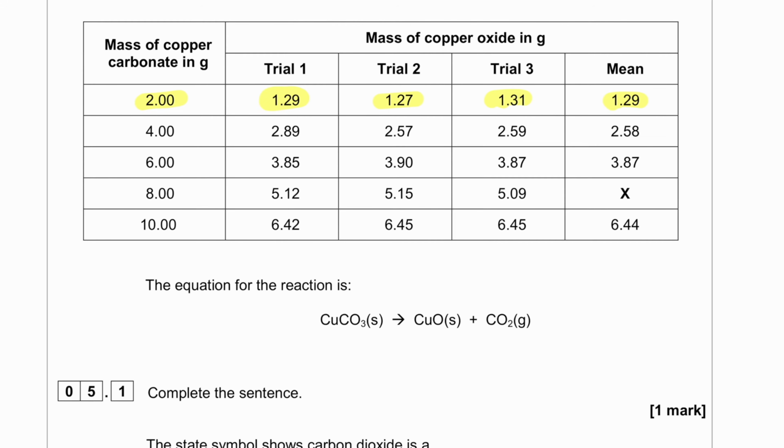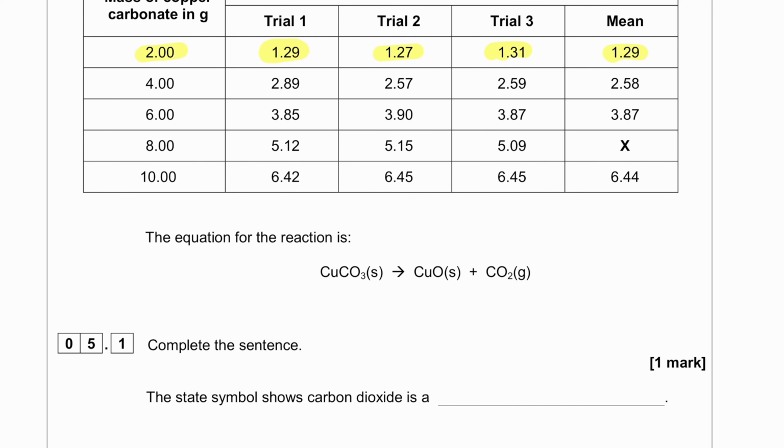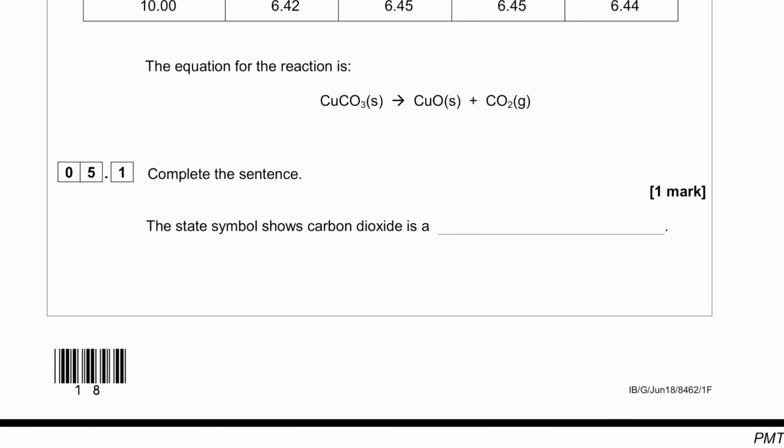So let's see. There is an X here, which means they will be asking us to find out the X. Let's continue with the question and see what happens. The equation for the reaction is copper carbonate turning into copper oxide and producing CO2. So CO2 gas is going to escape, which is why the mass is decreasing.